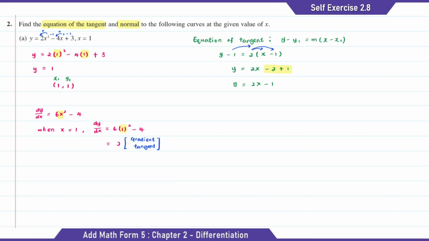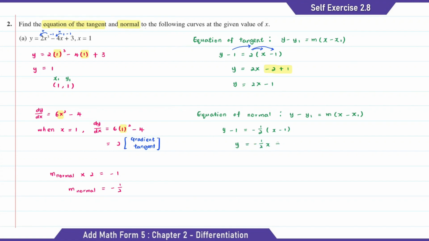Next, we're going to find the gradient of normal. As normal is perpendicular to tangent, when the gradient of normal multiplies the gradient of tangent, this is equal to negative 1. Then the gradient of normal will be negative 1 over 2. So using the same formula and the same coordinates, the equation of normal will be y minus 1 equal to negative 1 over 2, x minus 1. Then y equal to negative 1 over 2x plus 1 over 2 plus 1. Then y equal to negative 1 over 2x plus 3 over 2.